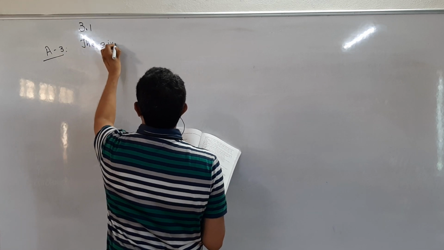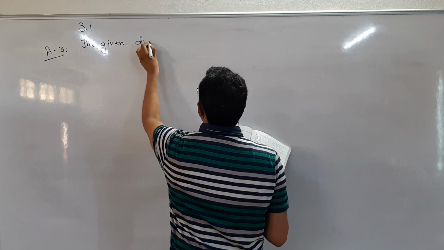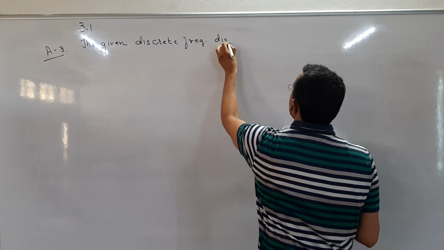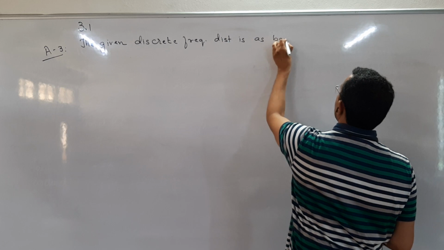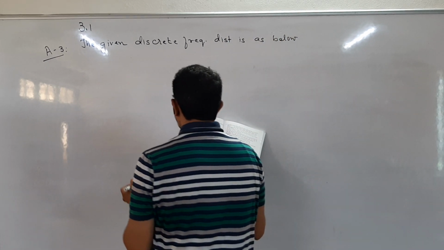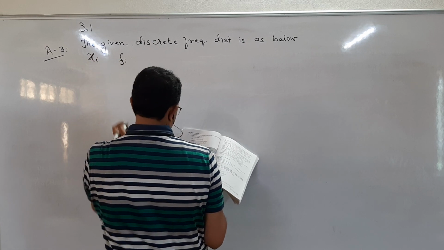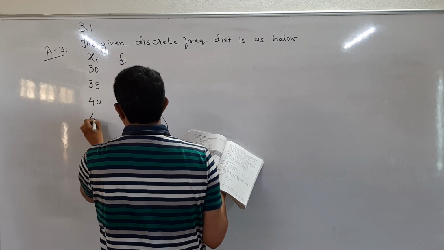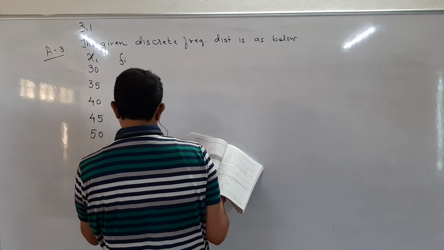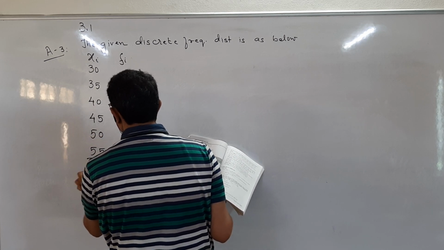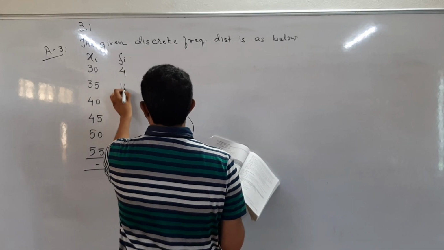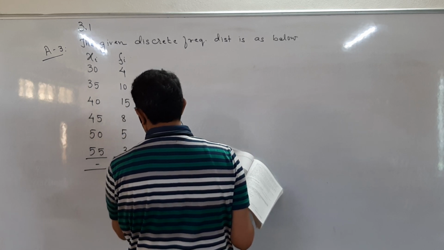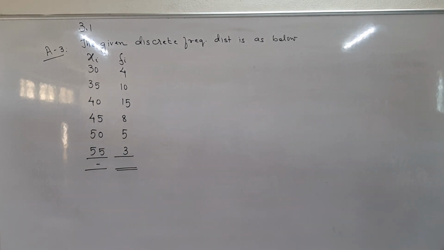The given discrete frequency distribution is as below. I write down the columns of xi and fi. xi are 30, 35, 40, 45, 50 and 55. The total of xi is not required. fi are 4, 10, 15, 8, 5 and 3. Now students, let us total the frequency.